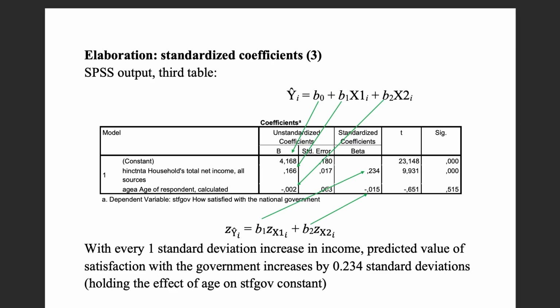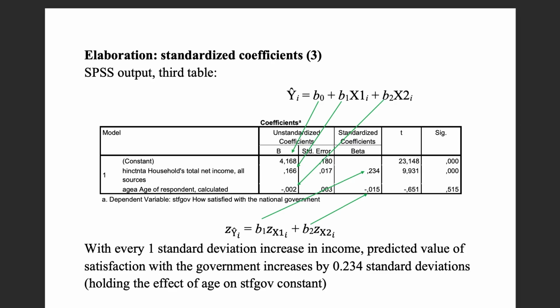Looking at the standardized coefficients gets rid of that problem. We made the scales comparable. So now we can say that in this case, income has a larger standardized coefficient than age. So income does a better job of explaining differences in satisfaction with the national government than age does. It's a better predictor. It has a stronger effect in that sense. So that's why this can be useful.